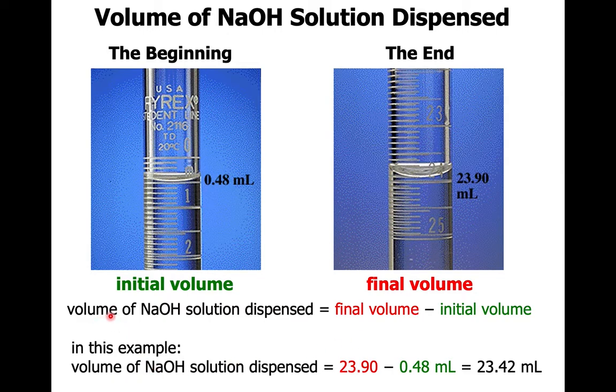And then we can do some math here. The volume of sodium hydroxide solution dispensed is the final volume of 23.90 minus the initial volume of 0.48 to give us 23.42 mLs dispensed. Once you've done this, you're going to do 3 trials total. After you've measured your final volume, fill this up again close to 0, not past 0, but somewhere around 0, and start this trial over.